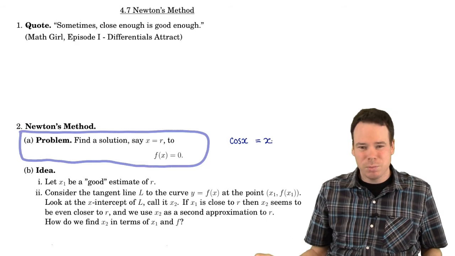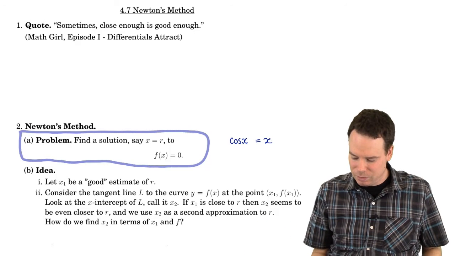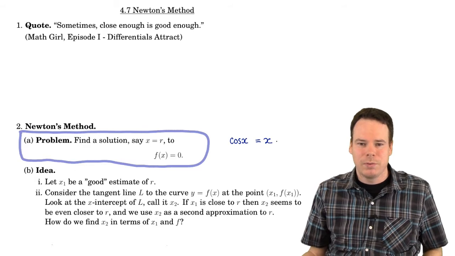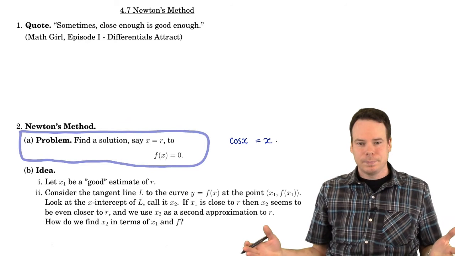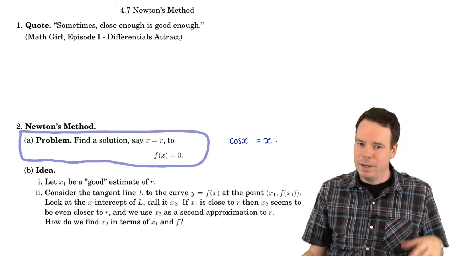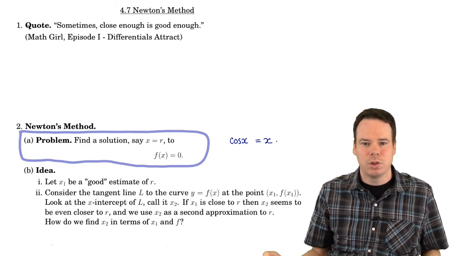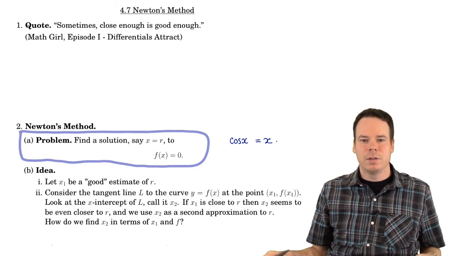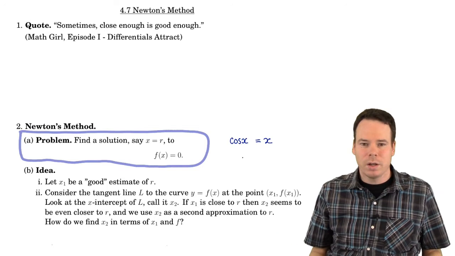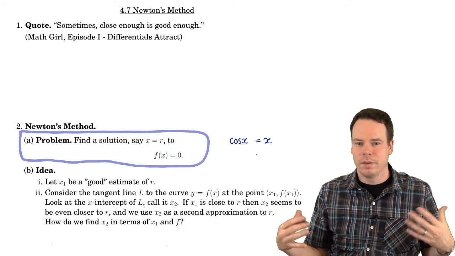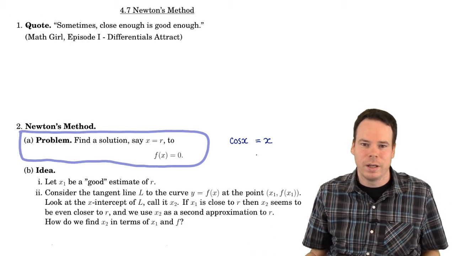Well, algebra doesn't seem to help us in this case because we need to get a hold of the x which is trapped inside the cosine, but we also have an x outside. So algebra might not help us here. We might not be able to find the exact value, but maybe we're just interested in approximating it. If we can't find it exactly, maybe we should be content with approximating the solution. And that's what Newton's method is about. It's a technique to allow us to approximate solutions to equations like cos of x equals x, or other equations where algebra is not going to help us out.